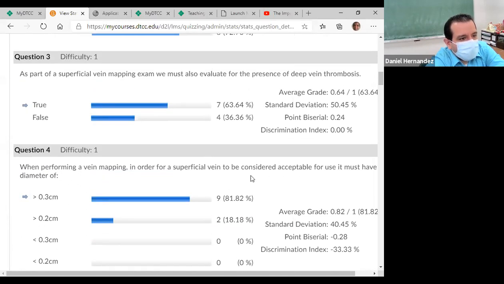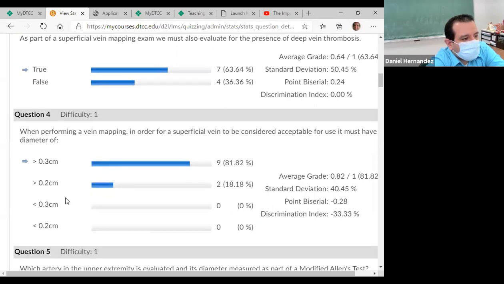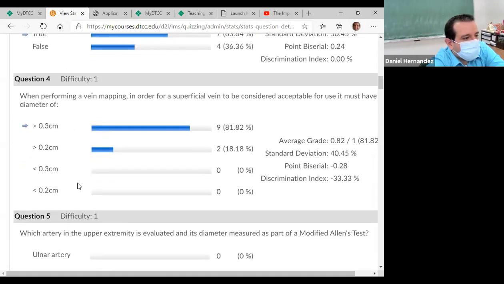And if we're using it to attach for a graft, then it would have to be greater than 0.4. So all these are too small. This would be too small, that'd be too small, that'd be too small.